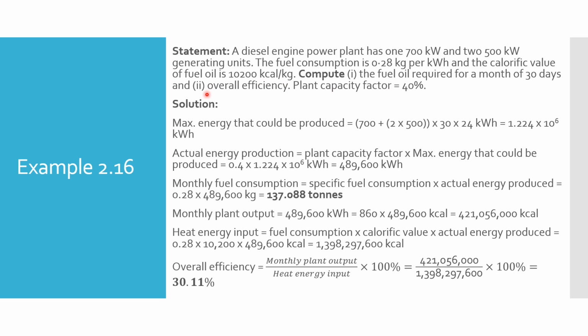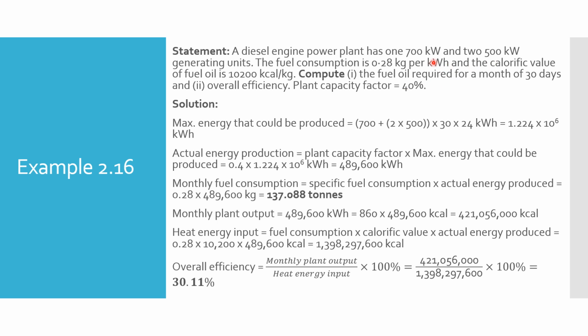And then you also have to find the overall efficiency. The plant capacity factor is also given to you as 40%. So maximum energy that could be produced by this plant is given here. Like, you can produce maximum energy from this plant. Power is given to you. So there is one 700 kilowatt unit and two 500 kilowatt units. So total kilowatts in this plant are 1700 kilowatts.